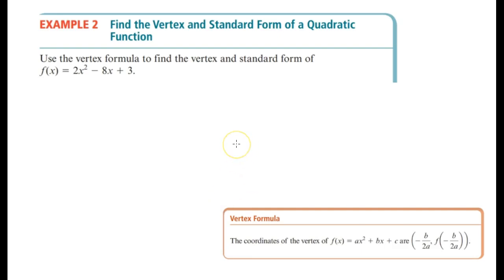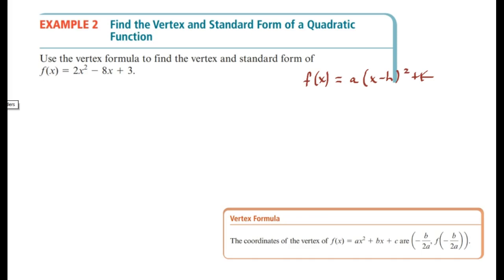All right, so we're going to be looking into example 2 where we're finding the vertex by using the vertex formula and then using that to determine the standard form. So just a reminder, the standard form is the following. It's f of x equals a(x minus h) squared plus k. That's the form we're looking for. That is the standard form. Okay, so let's go ahead and work our way to that point.